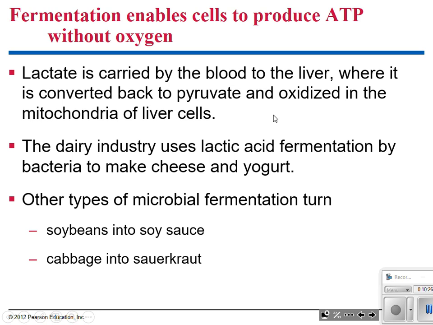So thank goodness we have fermentation. Cheese, sauerkraut, yogurt. I can live without soy sauce.